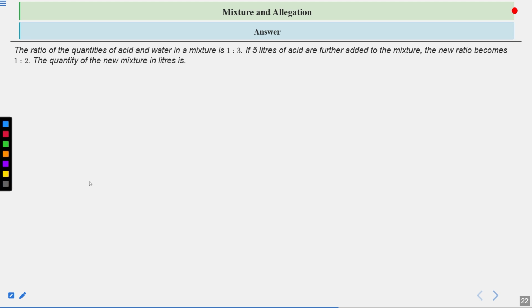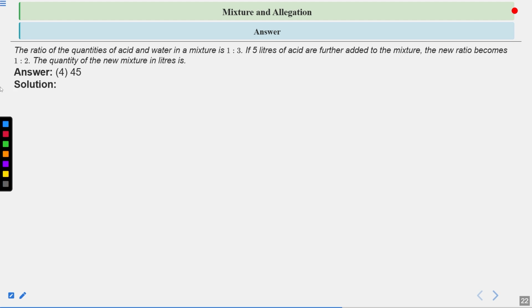The question says that the ratio of the quantity of acid and water in a mixture is 1:3. If 5 liters of acid are further added to the mixture, the new ratio becomes 1:2. So the quantity of new mixture in liters? We can calculate it because we know the ratio of acid and water is 1:3, and it also says that if 5 liters of acid are added, the new ratio becomes 1:2. So we can compare it and get our answer. The correct answer of this question is the fourth one, which is 45 liters.